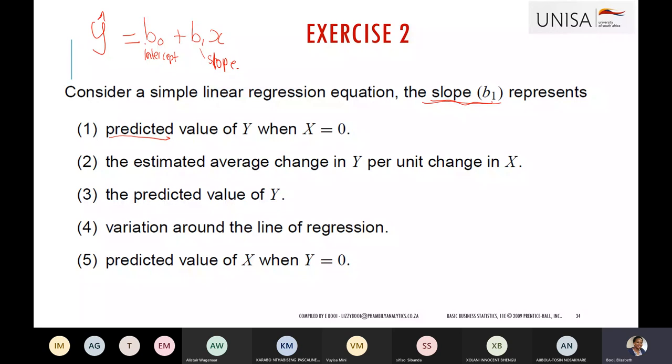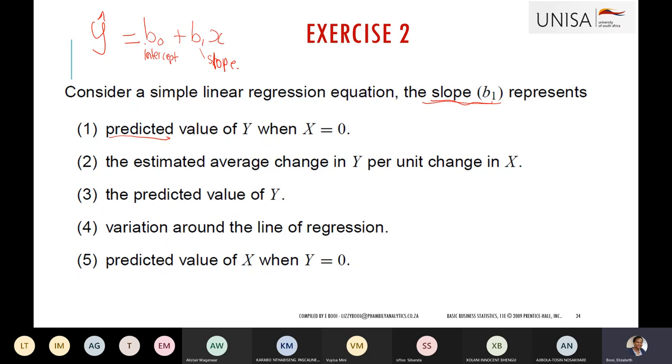So are you guys answering the question on the chat? Or let me just check as well. Or am I talking to myself? Which one is the correct answer?